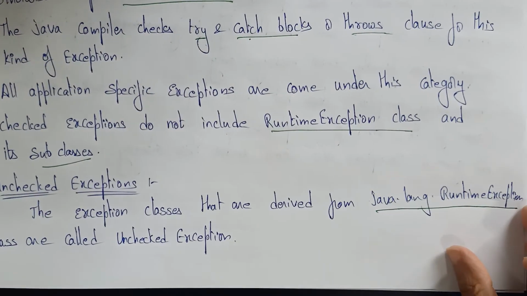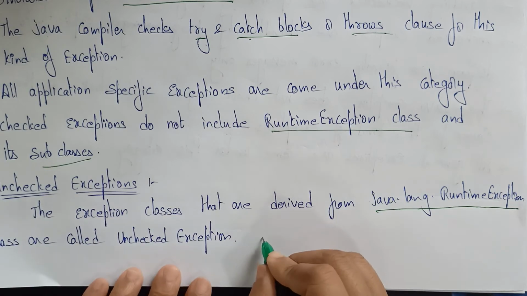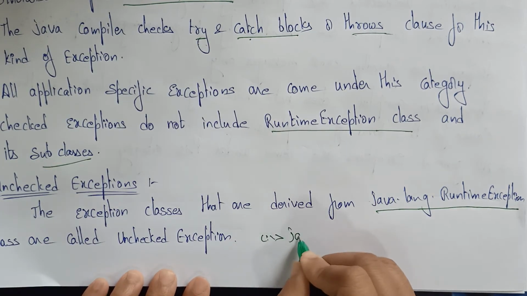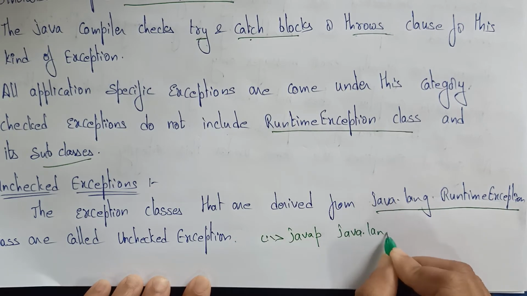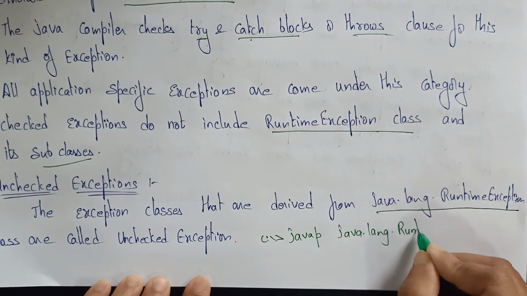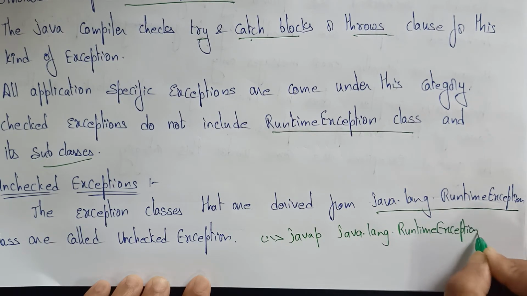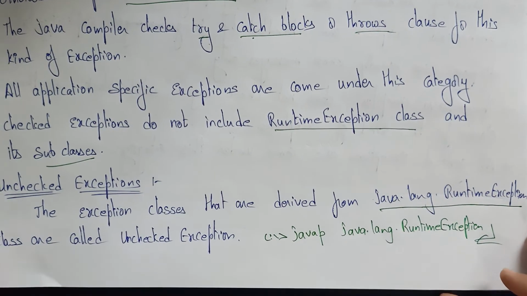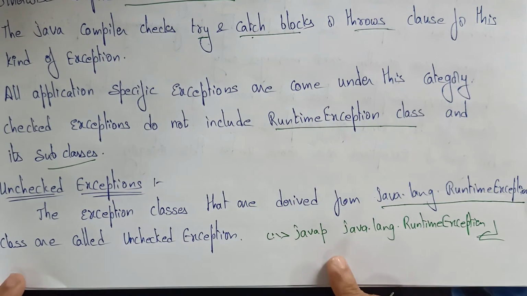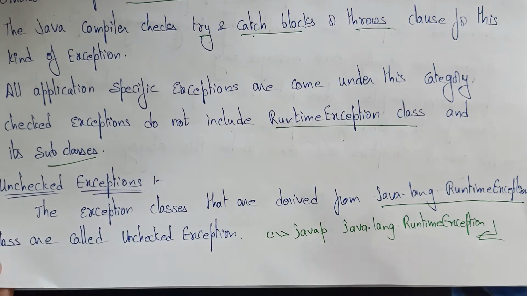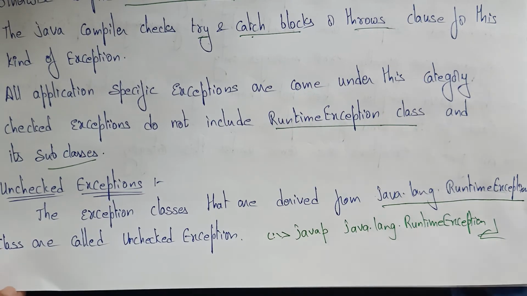Java.lang.RuntimeException classes are called unchecked exceptions. So in the command prompt, try javap java.lang.RuntimeException. Type it as RuntimeException and see whatever classes appear there, those all come under unchecked exceptions. So pause the video and type this command and check what types of methods, classes, interfaces or constructors are appearing there.